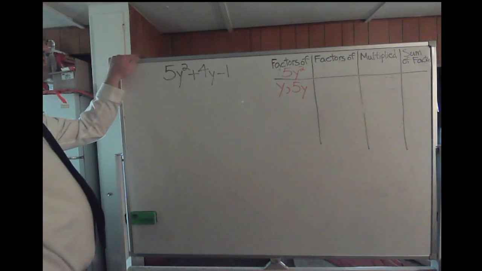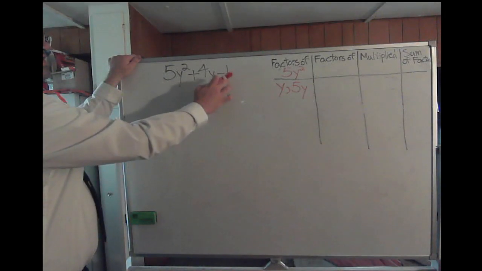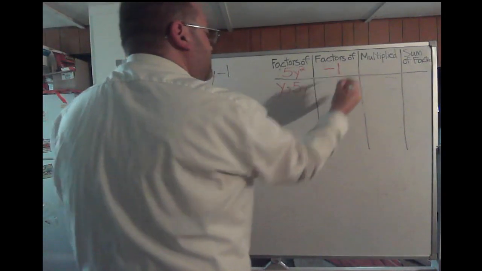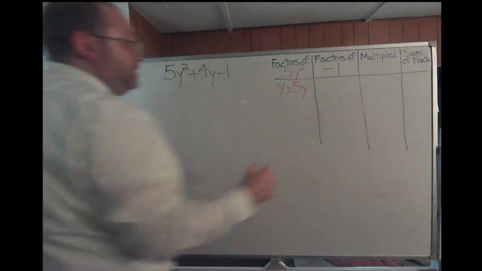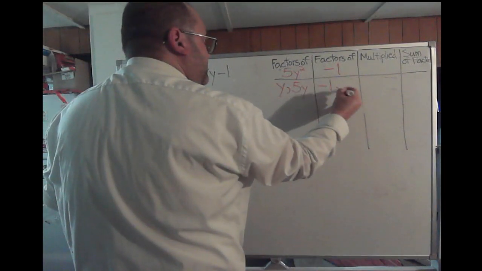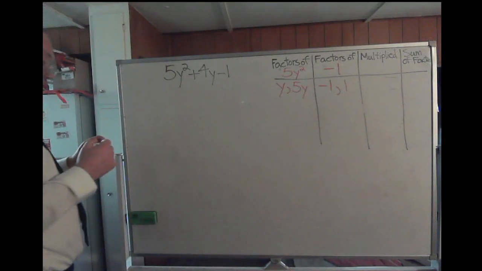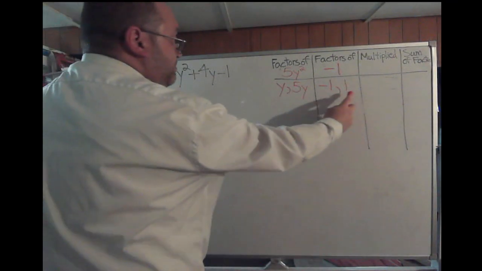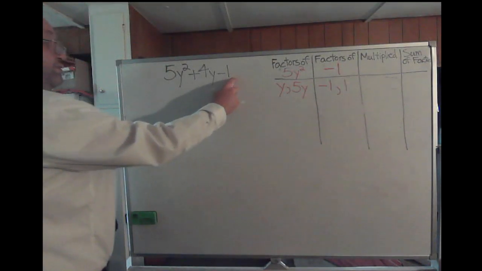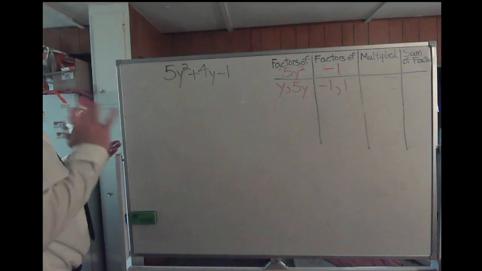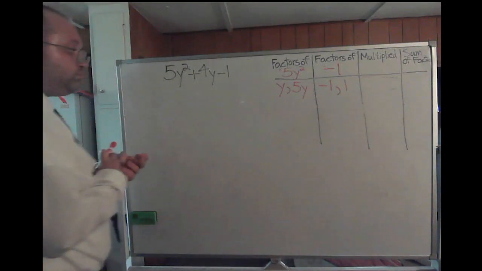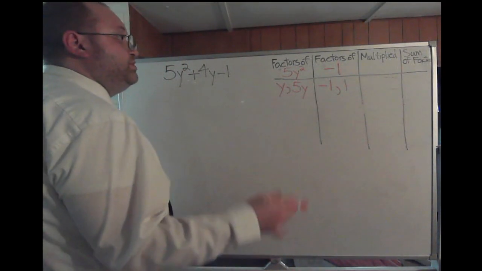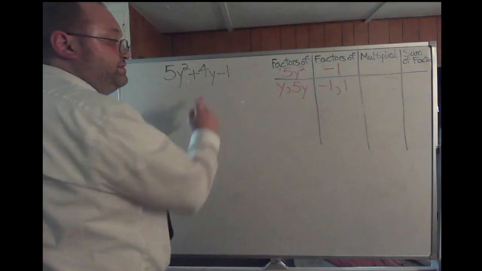So that checks out. Now we need to find factors of the constant term of -1, because you have a negative for your constant term. Well, that would be -1 and +1. Those would be factors. And if you take -1 and +1 and multiply it, you'll get -1. So that checks out. Now, we need to multiply these and add them in such a way that when you do so, you get the middle term of +4y.